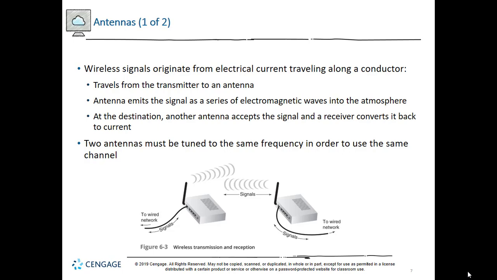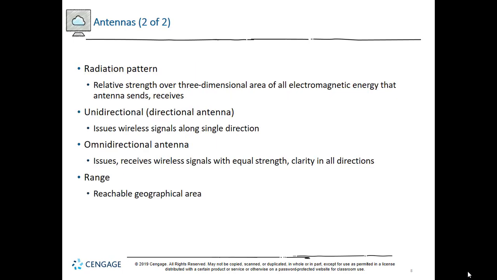So part of the work is done at the hardware level. Just as with wired signals, wireless signals originate from electrical current traveling along a conductor. The electrical signal travels from the transmitter to an antenna, which then emits the signal as a series of electromagnetic waves in the atmosphere. The signal then moves through the air until it reaches its destination. That destination, another antenna, will accept the signal, and the receiver will convert it back to current.